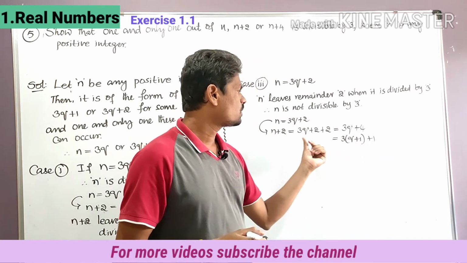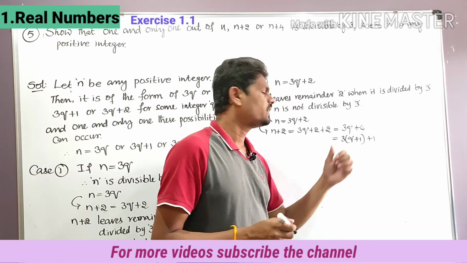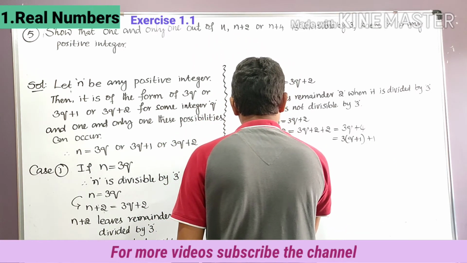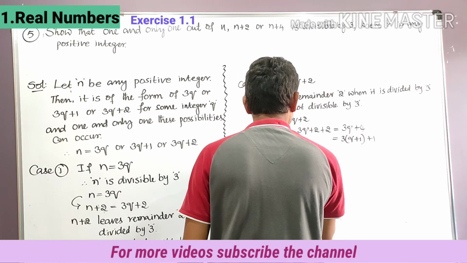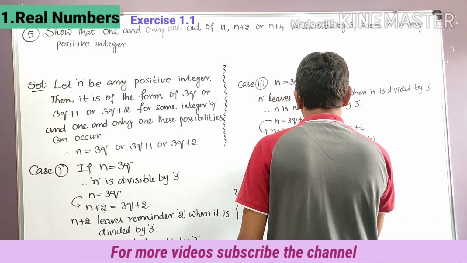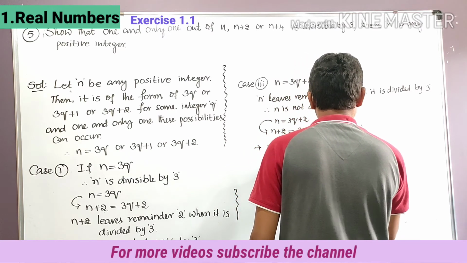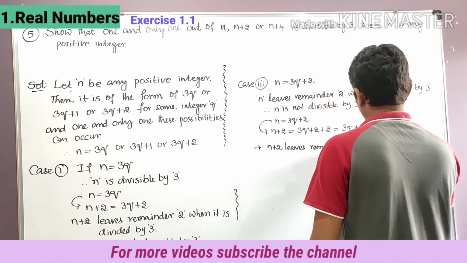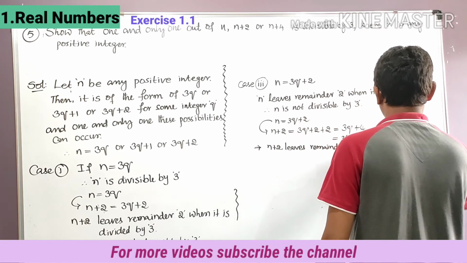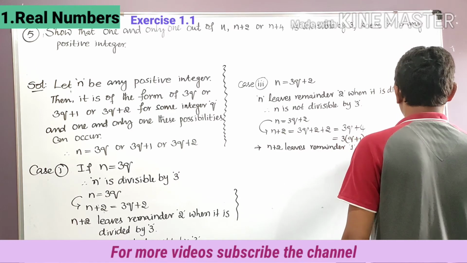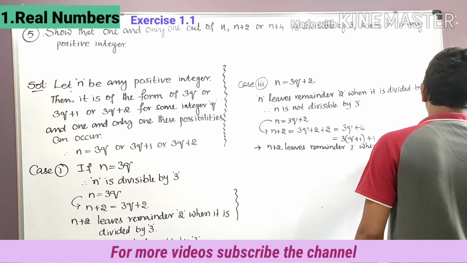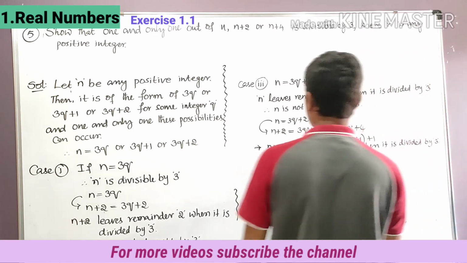Therefore n plus 2 leaves remainder 1 when it is divided by 3, student. Here also n plus 2 leaves remainder 1 when it is divided by 3. So next we have to find n plus 4, student.